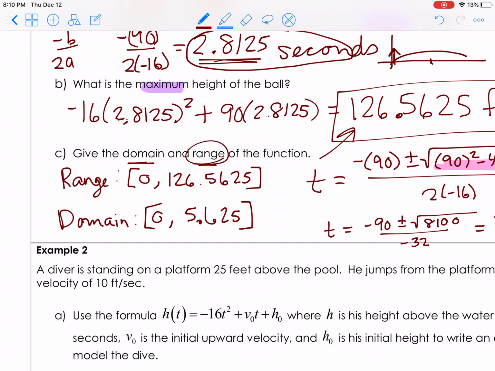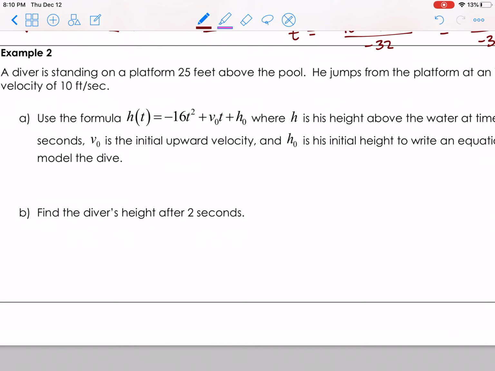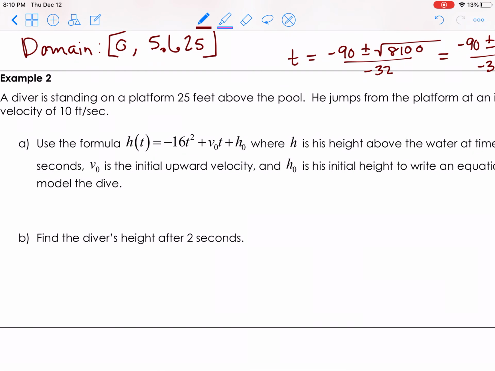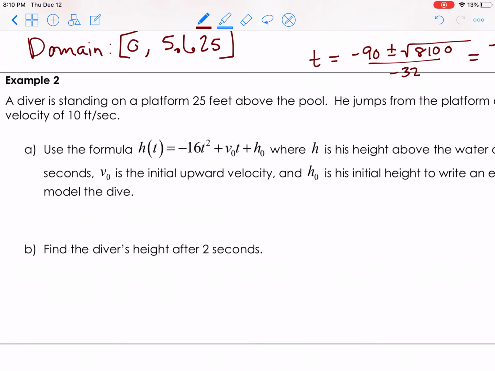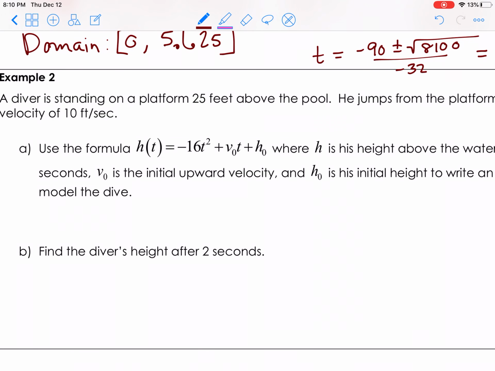All right, let's try another problem. This one says, a diver is standing on a platform 25 feet above the pool. He jumps from the platform at an initial velocity of 10 feet per second. Okay, if you were in my class, I told you I'm just going to provide you with the formula and you don't need to worry about it. But let me just show you how this works in case you're interested.